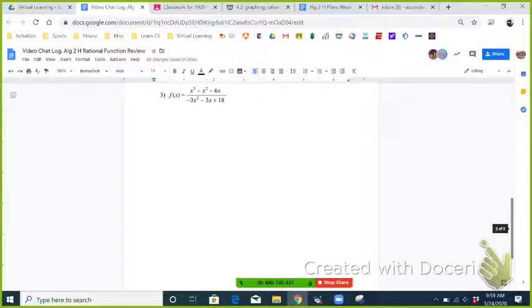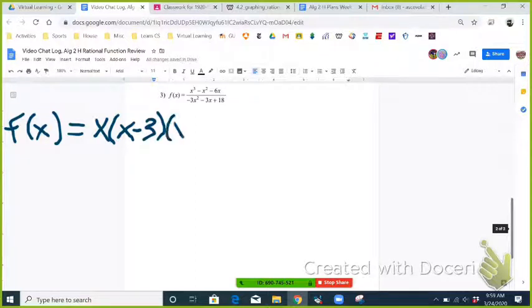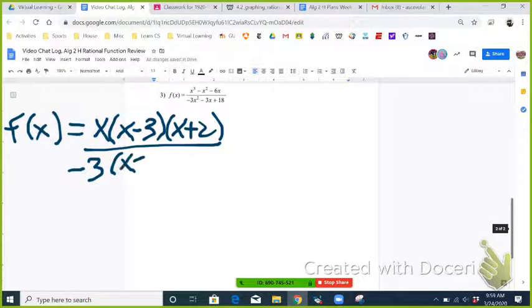Alright, so the first thing we're going to do anytime we get a rational function question is we're going to factor everything. So if we factor out the x in the numerator, we get x times x squared minus x minus 6, and then that factors to x minus 3 times x plus 2. And then the denominator, you could pull out a negative 3, and then the remaining part factors to x minus 2 times x plus 3.